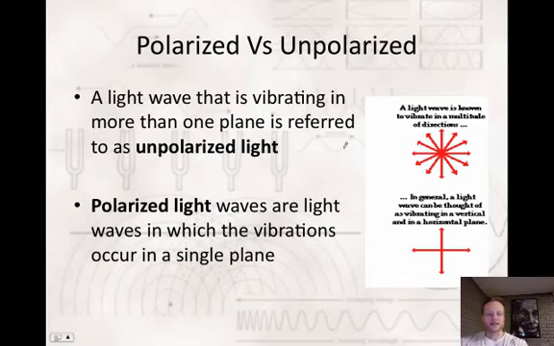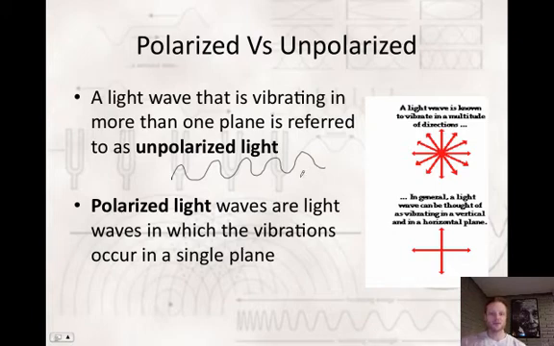So light, it's kind of difficult to conceptualize. You have to think 3D here. When light is traveling towards you, it's called unpolarized light. And basically what that means is it's vibrating up and down, or traveling up and down like this, but it's traveling up and down in a three-dimensional direction.